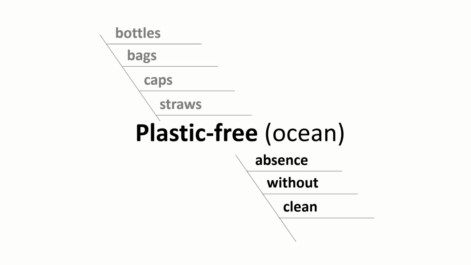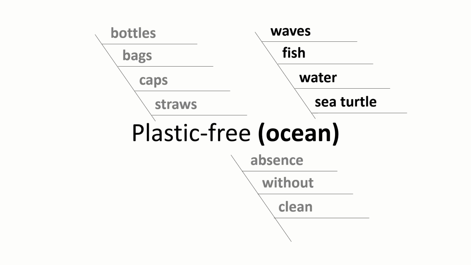When they think of plastic free, the words association or without come to mind. Or if we have a plastic free ocean, that means that the ocean is clean or thriving with life. When they thought of ocean, several words are important, like waves or water, obviously, or fish and sea turtle, which are marine life that are always victim of plastic pollution.